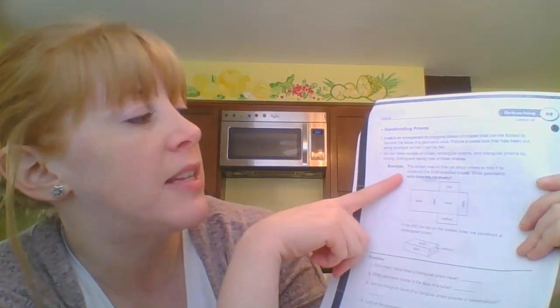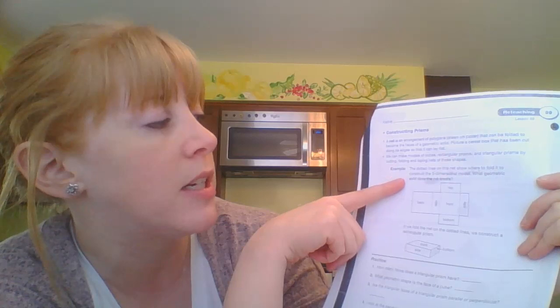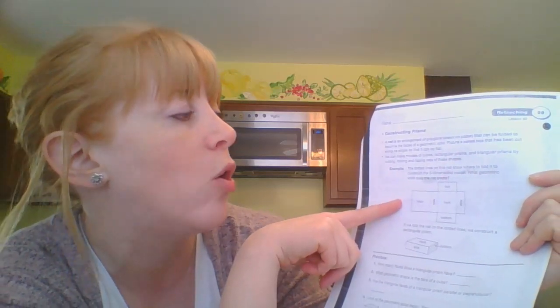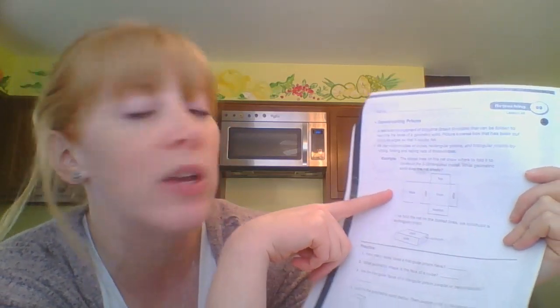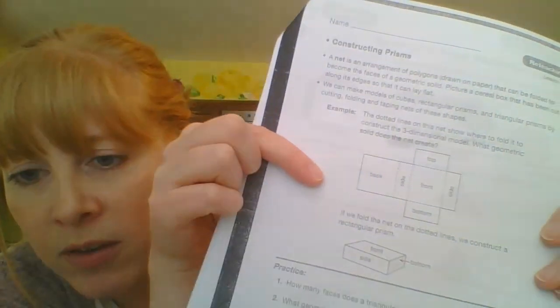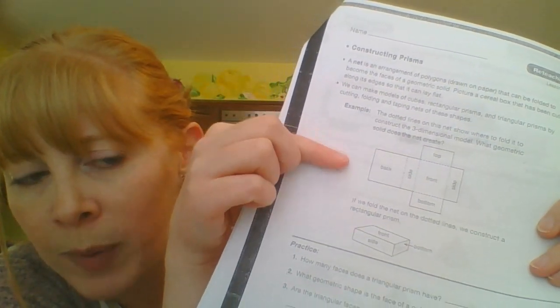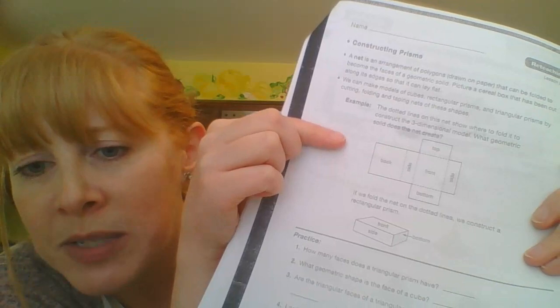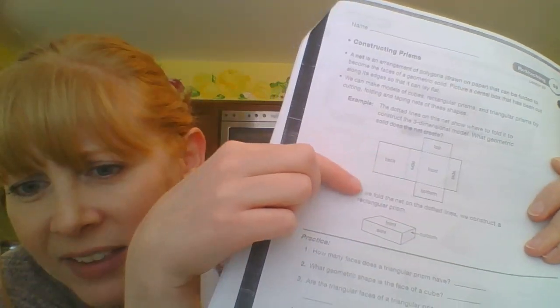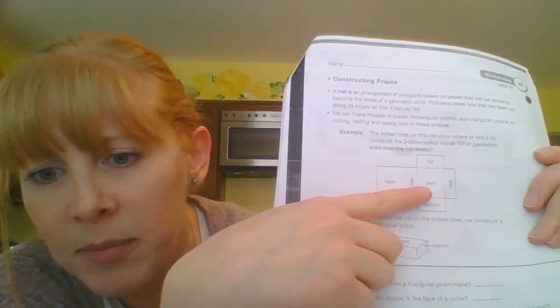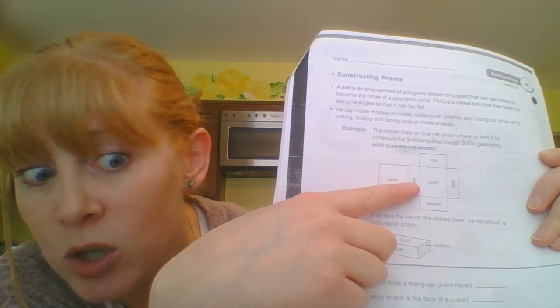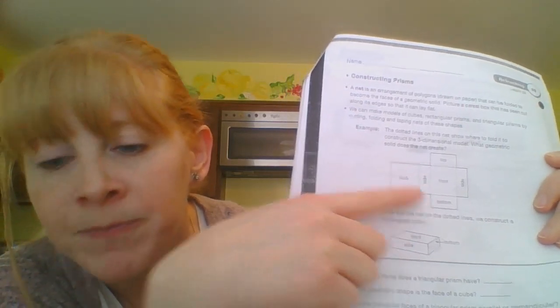Here is an example. They said the dotted lines on this net show where to fold it to construct the three-dimensional model below. What solid does it create? And so then on the following pages, you're going to see a whole bunch of these when we're constructing our shapes. They're showing you the solid lines on the outside. There's dotted lines in the middle because that's how you cut it. You're going to fold it.